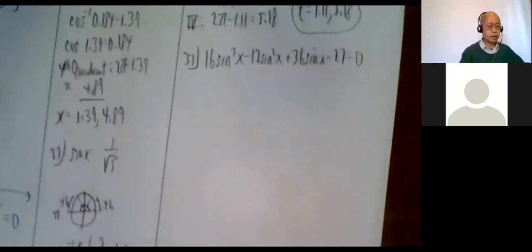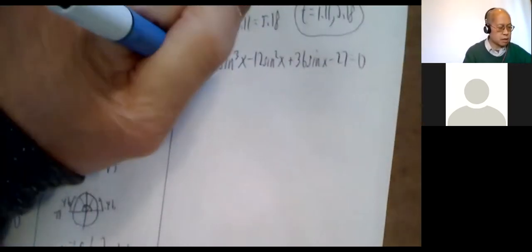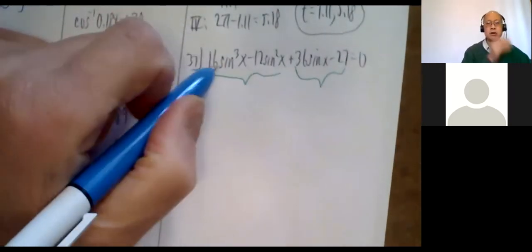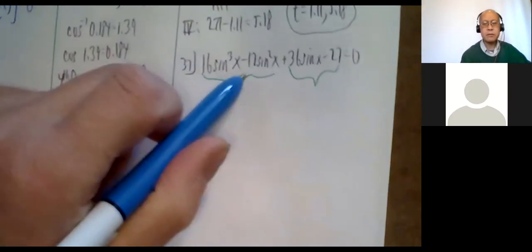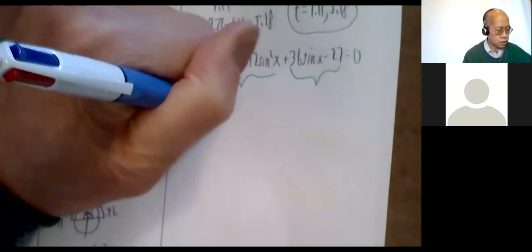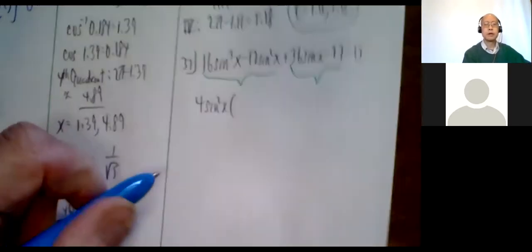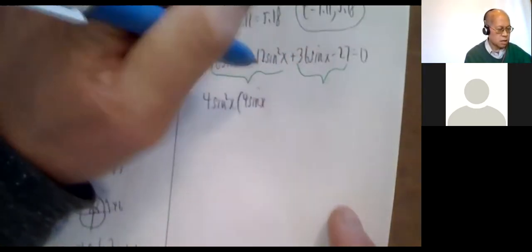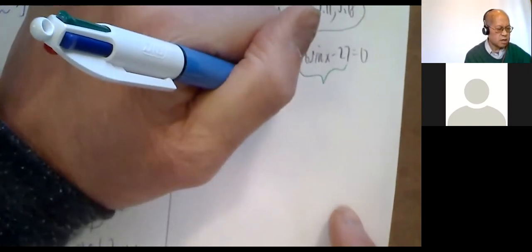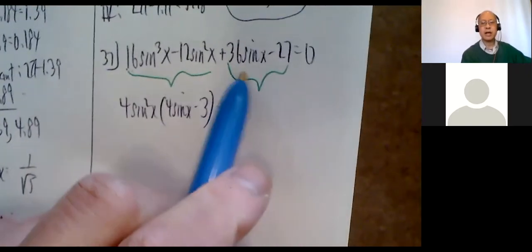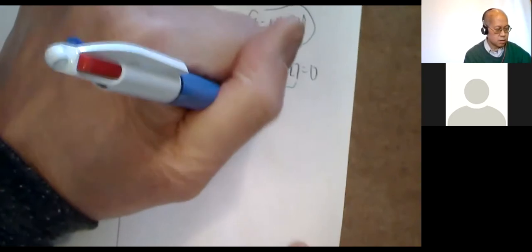Okay, you see factor by grouping. Remember factoring by grouping? I'll take this and this. So greatest common factor here, I can take out a 4 and a sine squared x, right? So 4 sine squared x. Left behind 4 sine x minus 3. And here I can take out a 9, right? 4 sine x minus 3.